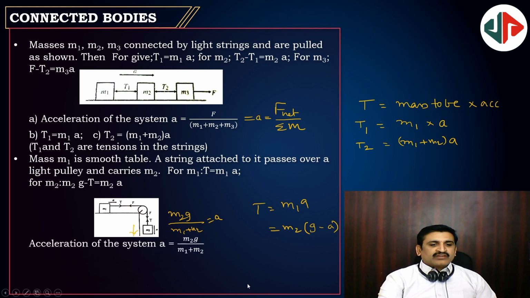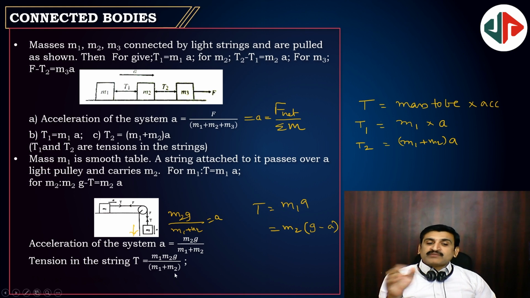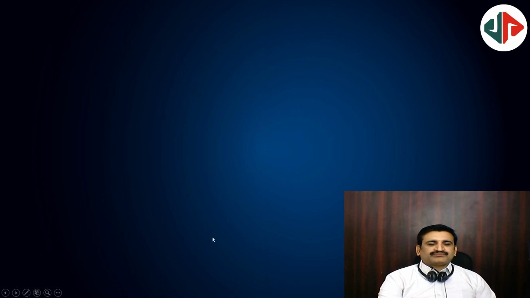Next, after substituting the value of a, you will get m1 m2 into g by m1 plus m2. You know 2 m1 m2 by m1 plus m2 into g, for which one? Atwood machine. Yes, here one mass is on the table, one mass is suspended. Next, the thrust on the pulley is root 2 T.